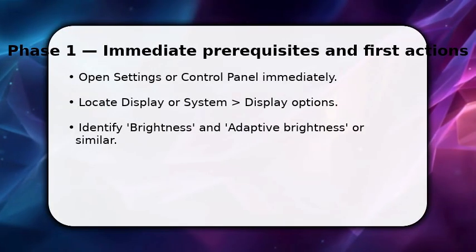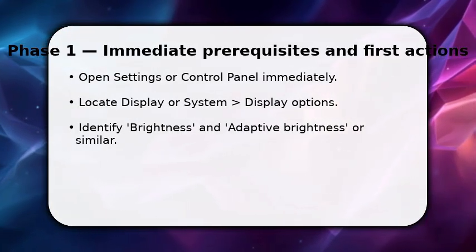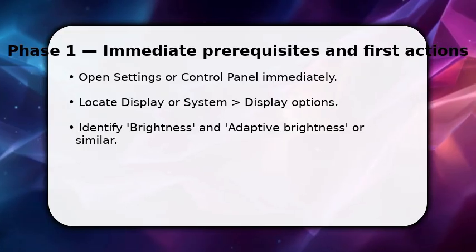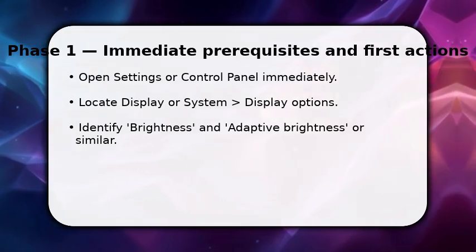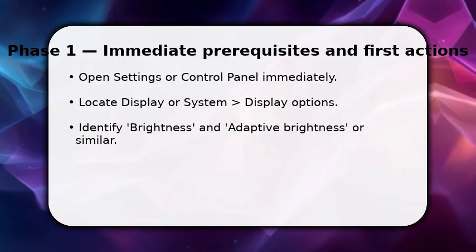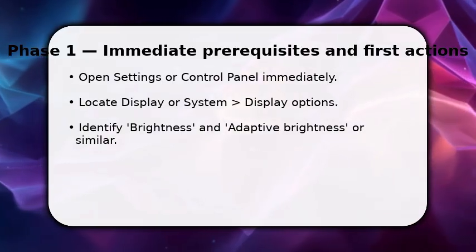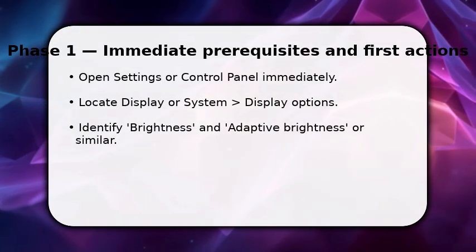You begin by opening Display Settings now. This puts controls front and center. Click Settings, then System, then Display. You want the Brightness section. Look for phrases like Adaptive Brightness, Auto Brightness, or Change Brightness Automatically.